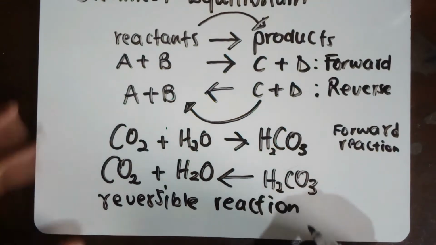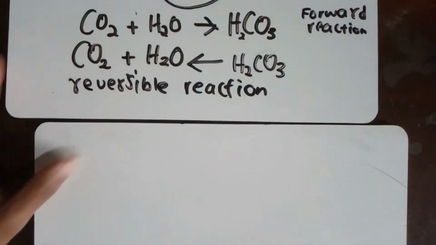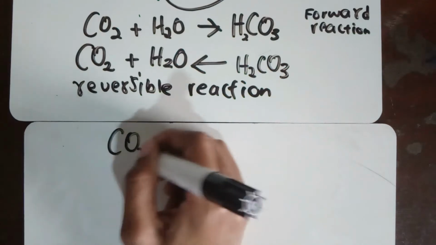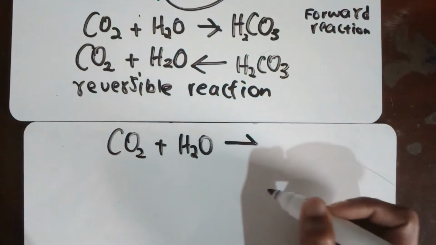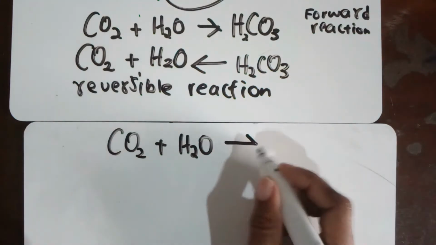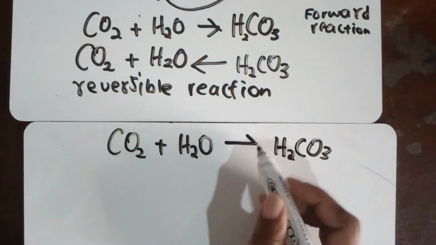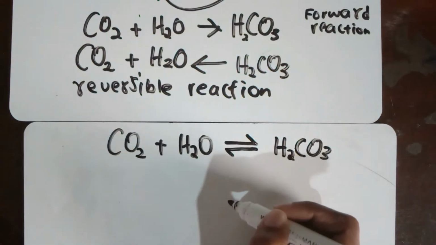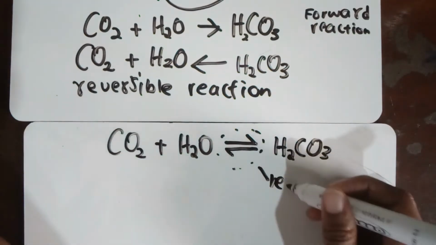It's a reversible reaction, right? And when we write a reversible reaction, this is what we would write. In this instance, we would say it is carbon dioxide, CO2, plus H2O, and then you use that arrow over there, which will form H2CO3. But because it's reversible, the process can also go back. So we'll draw this line like this. This is to indicate that it is a reversible reaction.